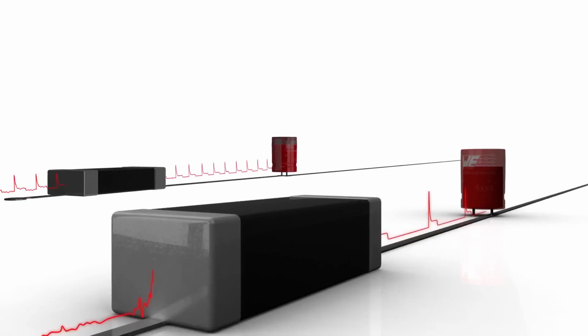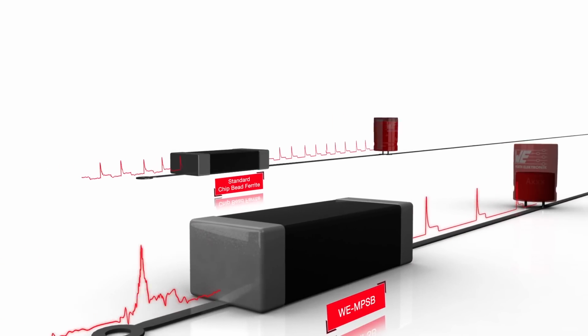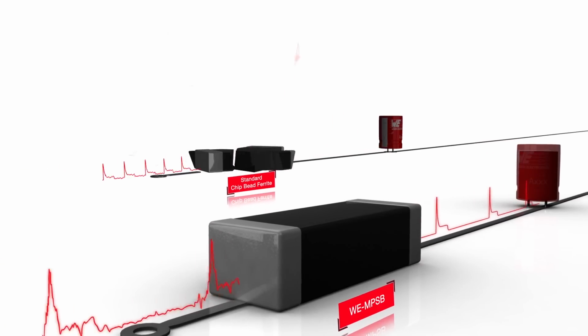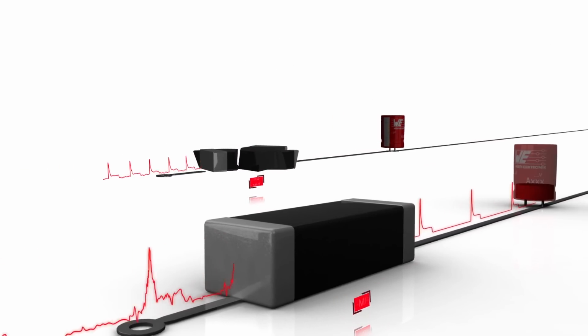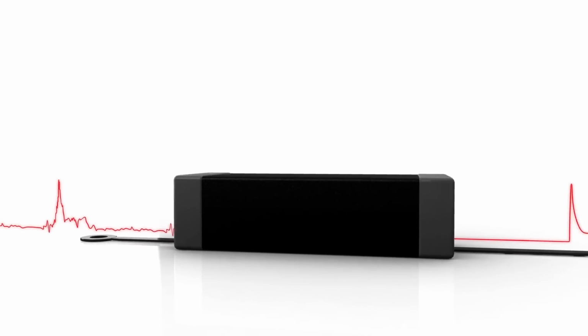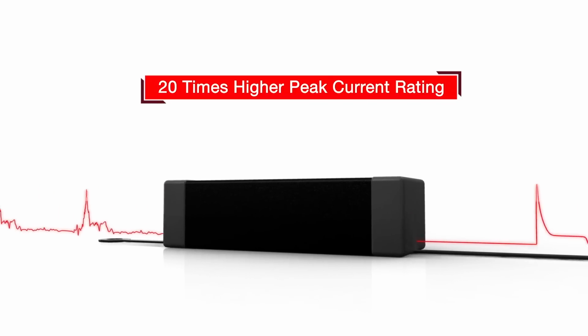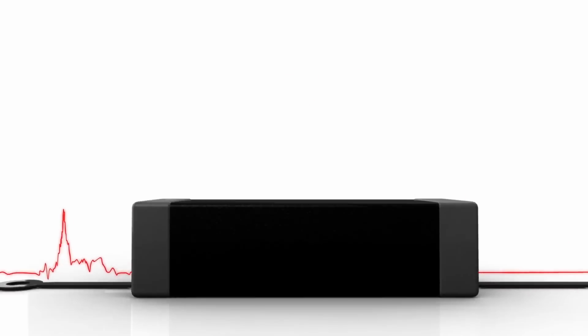Standard chip bead ferrites are not designed for fast transients and might break during lifetime when loaded with pulses. Whereas the WE-MPSB series has up to 20 times higher peak current rating to maximize lifetime.